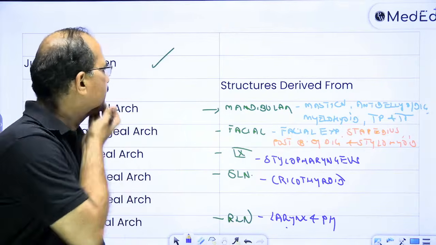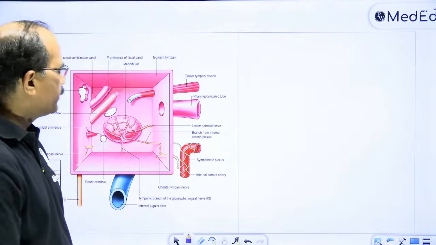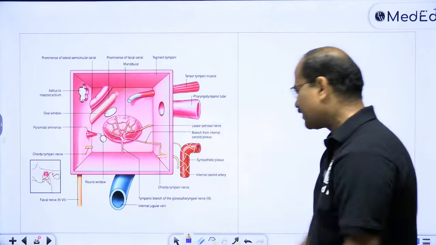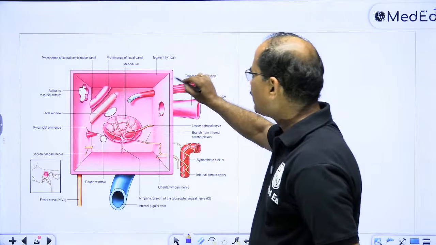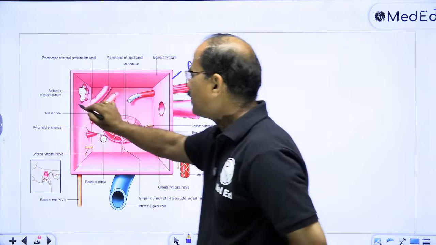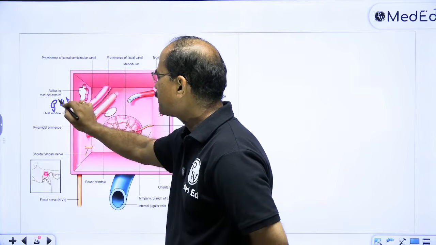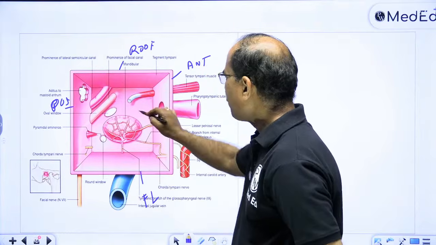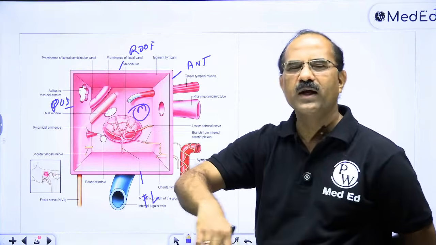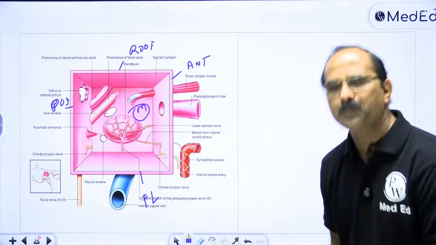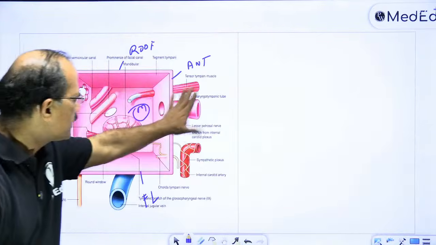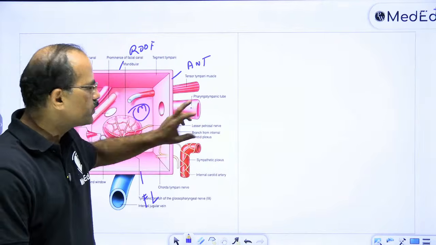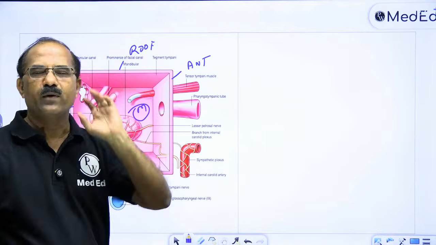Fine. So we proceed then. That's the middle ear cavity. The relations of the middle ear: that's the anterior wall, this is the posterior wall, this is the roof, this is the floor, and this is the medial wall. The lateral wall we have removed. The anterior wall of the middle ear shows two openings: one for the tensor tympani, the other the eustachian tube. Below is the internal carotid artery.